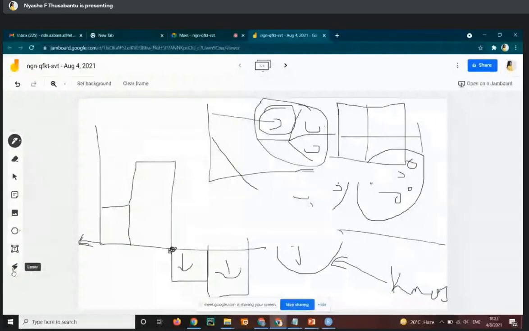Is there a way to just clear off this word? Okay.